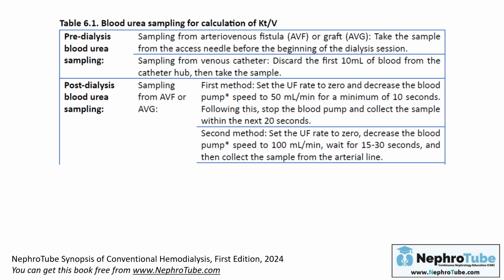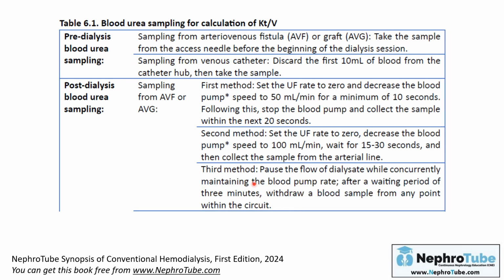The second method is to set also the ultrafiltration to 0, decrease the blood pump to 100 ml per minute, wait for 15 to 30 seconds, and then collect the sample from the arterial line. The third method, and the least used method, is to pause the flow of dialysate while maintaining the blood pump rate. After waiting a period of 3 minutes, withdraw a blood sample from any point within the circuit. These methods are used if you are taking your sample from an AVF or AV graft.